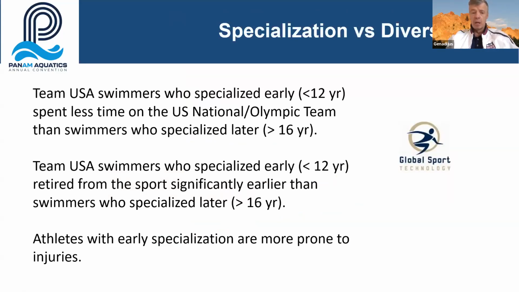For example, a study was done with USA Swimming, and swimmers who specialized early, like at age 12 or younger, spent less time on the national team and Olympic team than swimmers who specialized later, at age 16 or later. That tells you to try to develop your swimmers with multiple strokes, multiple distances.